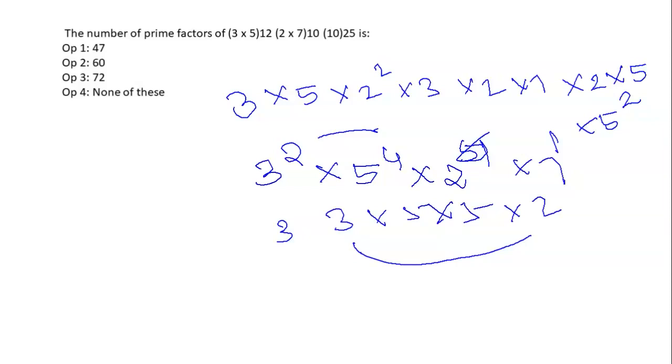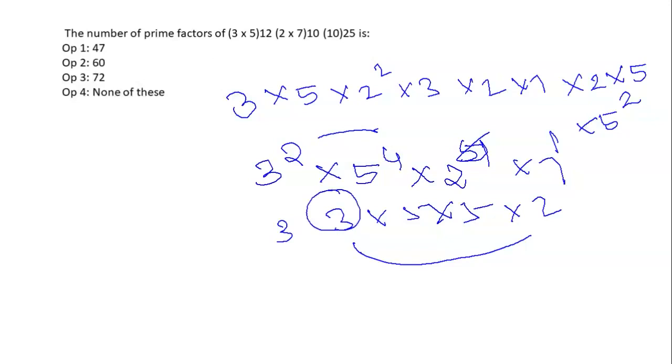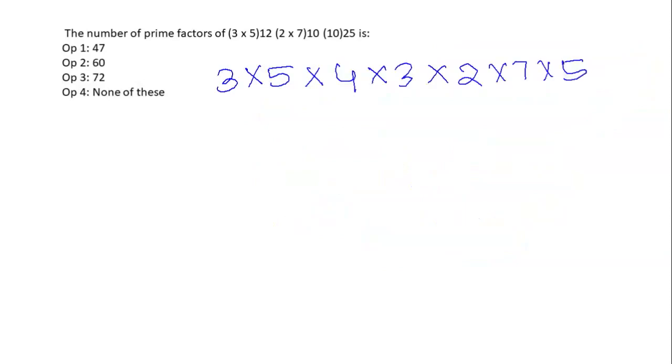Okay, we'll come back to this question. 216. This question, I'm not getting it correctly because I don't see the option here. 3 power 2, 5 power 4, then we get 2 power 4, 7 power 1. So probably I'll list out. 3 into 5 into 4 into 3, 4 into 3 into 2 into 7 into 5 into 2 into 5 into 2 into 5 is 4.